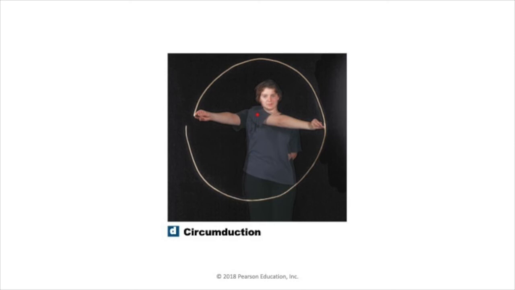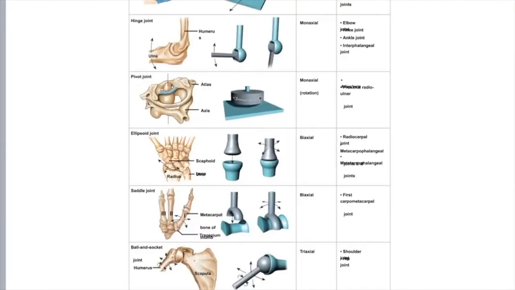Okay, so now we're going to learn the six different types of diarthroses. There's six types, and you're going to have to be able to give an example of them and to describe what motions they allow. So you have to give an example and say what motions they allow. So quickly, we'll go over just what the six are.